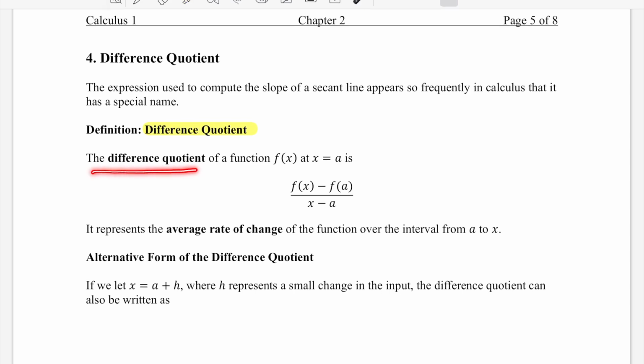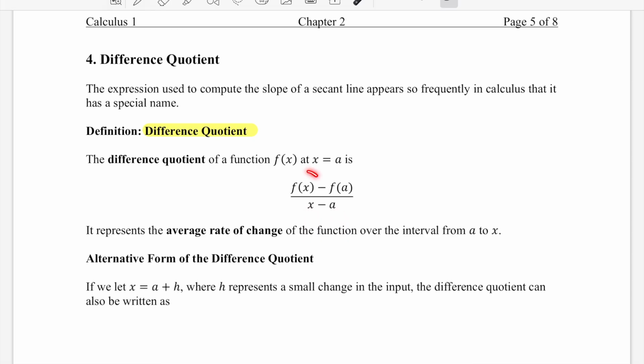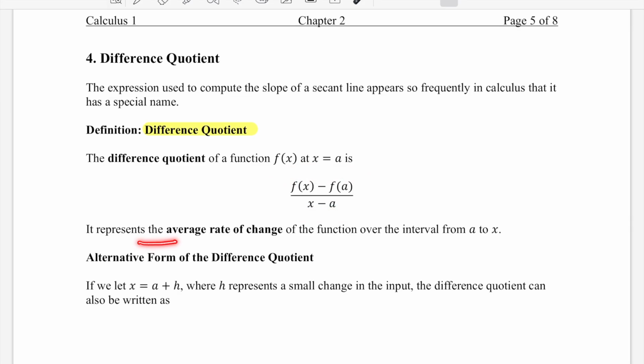The difference quotient of a function f of x at x equals a is f of x minus f of a over x minus a. This should look familiar. This is exactly the formula of the slope of a secant line. This represents the average rate of change of a function over the interval from a to x.